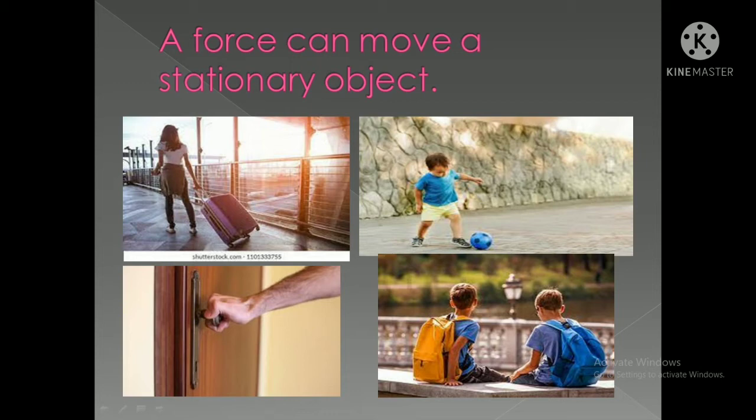Next is closing the door or shutting the door, whatever you can think. This is the third picture, left side down. The man is just holding the knob of the door. He may close or he may open the door. Whatever he does, that door is a stationary object. He is applying the force on the knob, on the handle of the door.